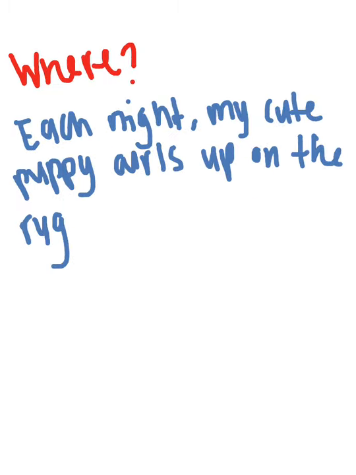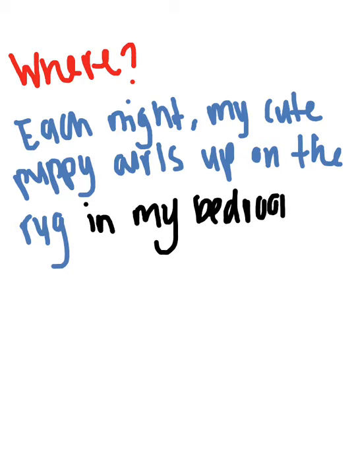All right, so we're going to talk about where. Where is my puppy curling up on the rug? So far we have "each night my cute puppy curls up on the rug," and I want to add the where to the end of this. So my cute puppy curls up on the rug in my bedroom. Okay, so that answers the where, in my bedroom. We just took our original sentence and added these 3 simple words to stretch the sentence even more.